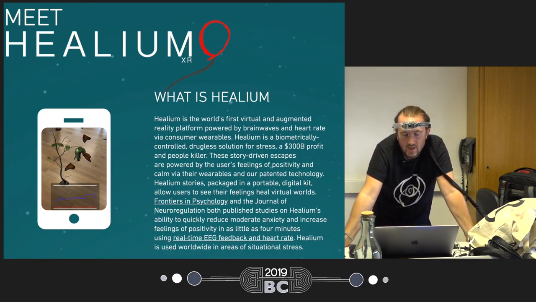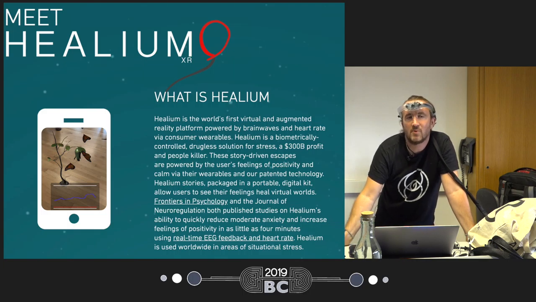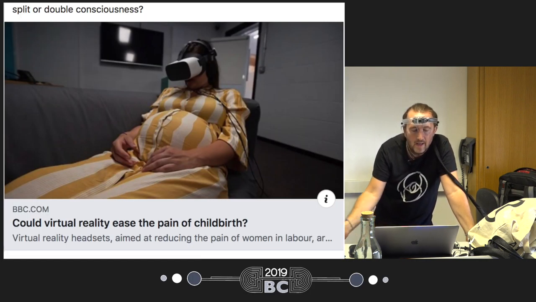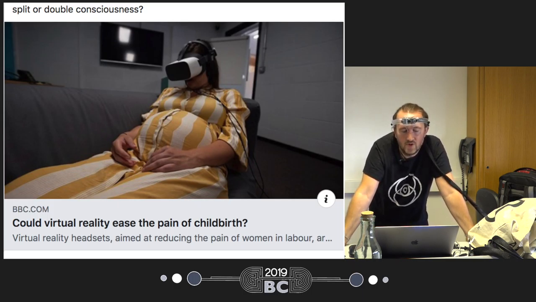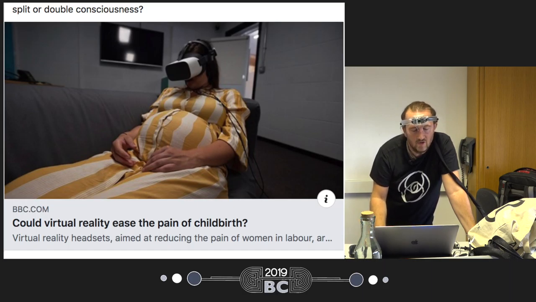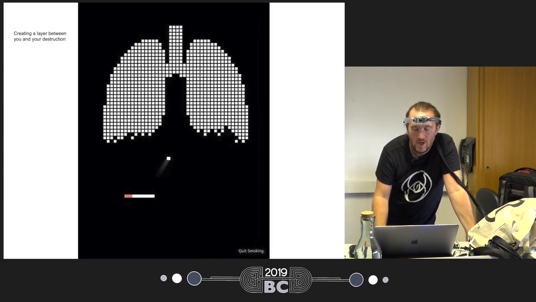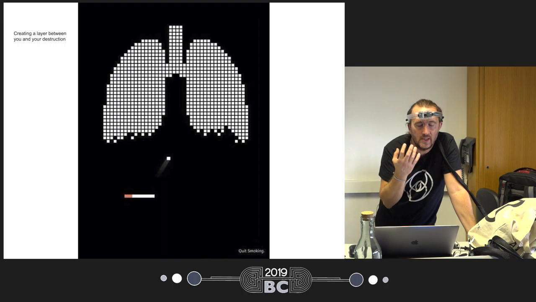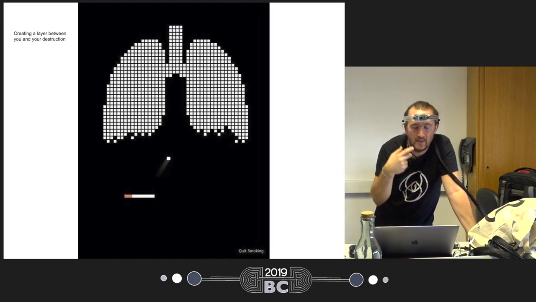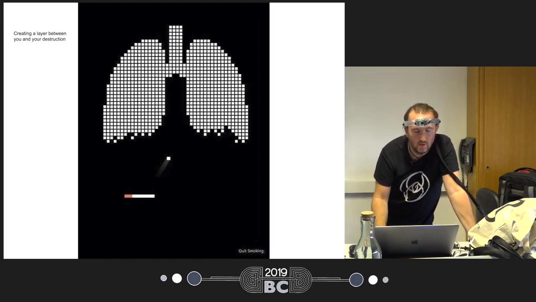The interesting thing about Helium is that it's also an augmented reality device, so you can place your brain activity directly into the world. And I'm very interested in what this double consciousness can do in terms of the application areas. For instance, here, when looking at giving birth, it seems to be very powerful at distracting us from pain, or actually creating a layer between me and my pain, and I'll focus on changing that layer rather than the actual pain. So again, reality is a model that we can change.